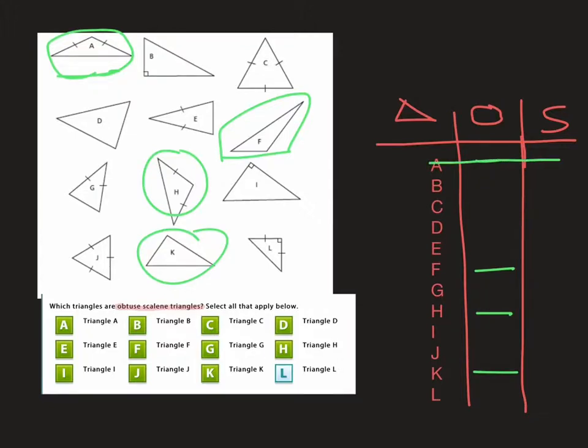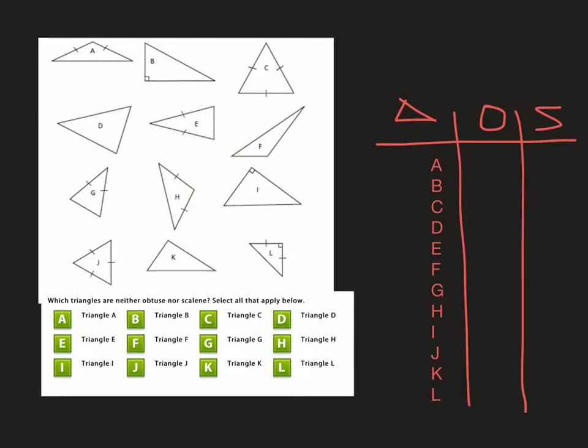F is scalene and also obtuse. H is not scalene because it has 2 lines of congruency, so that one is out. And K appears to be scalene and has 1 obtuse angle, though I can't really tell. So I'm going to answer those as triangles F and K are both obtuse scalene triangles.